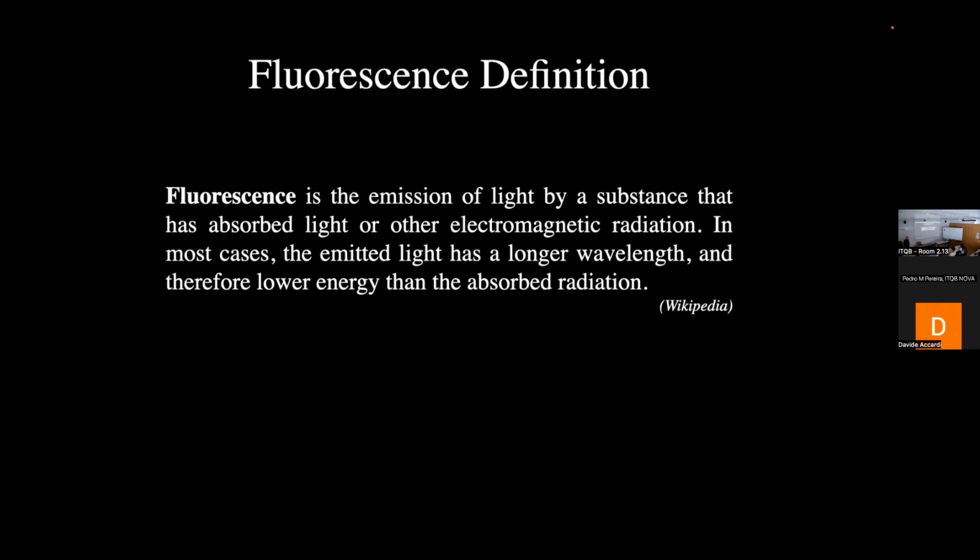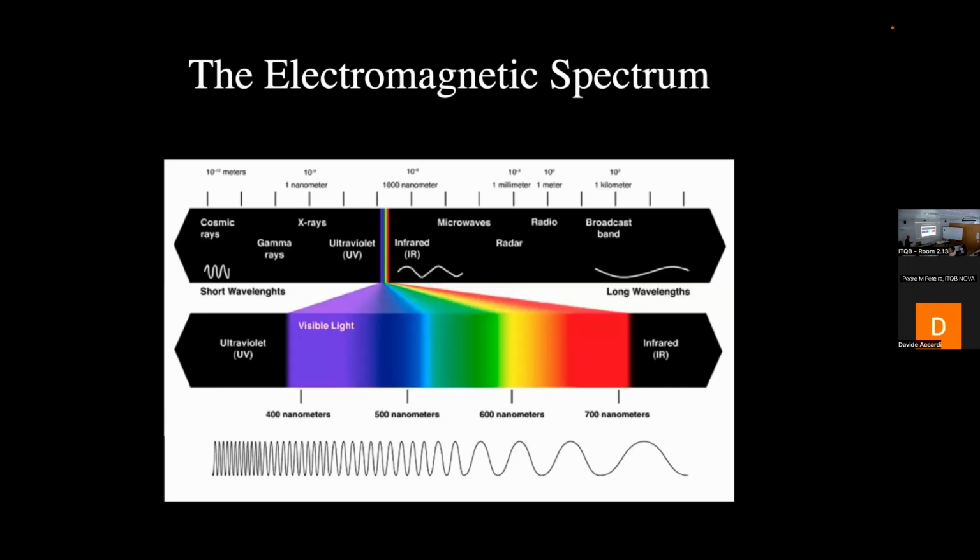And the definition of fluorescence, we'll read it together. Fluorescence is the emission of light by a substance that has absorbed light or other electromagnetic radiation. In most cases, the emitted light has a longer wavelength and therefore lower energy than the absorbed radiation. And there are a few things that we need to clarify here. The electromagnetic radiation you already know, wavelength you already know, and the energy. So you know the light is part of the spectrum, and that there are wavelengths.